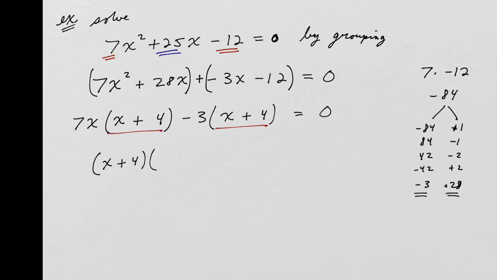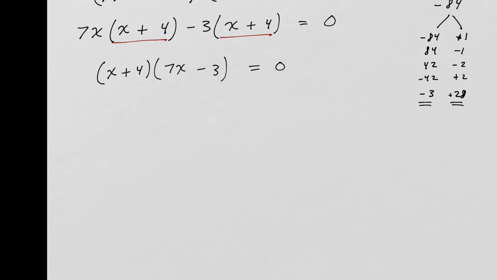and now I'm left with 7x, right? Because x plus 4 times 7x will give me that first term, and then minus 3, because x plus 4 times minus 3 gives me that second term, equals 0. Okay, so this is factoring by grouping. So now we have to do a little bit more work to complete this. So remember, now the argument would be that the first factor could equal 0, or the second factor could equal 0.